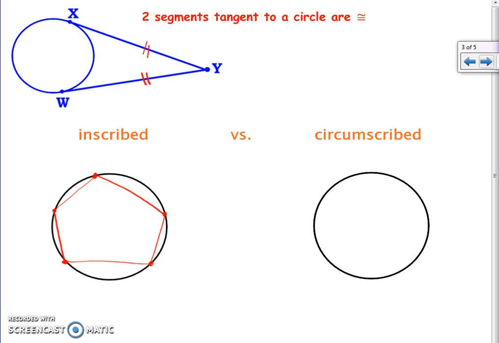Circumscribed is around the outside. So it's a bunch of tangent lines that barely brush the outside of the circle. This one's a little bit harder to draw. But each of them has one point of tangency where they touch the circle. Just like that.